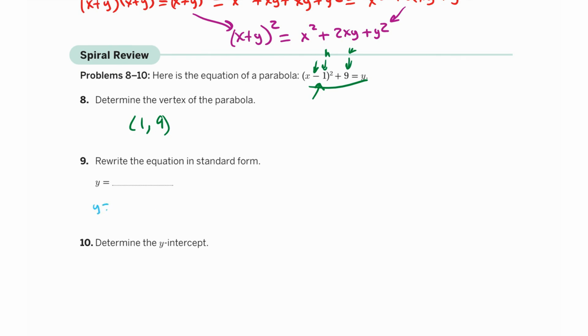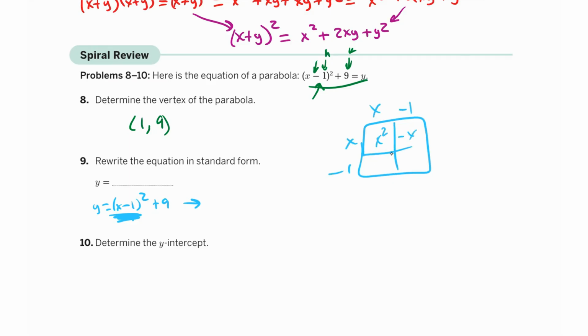We're starting off with y equals x minus 1 squared plus 9. And to put it into standard form, I'm actually going to expand this. I'm going to multiply x minus 1 times x minus 1. And we're going to get x squared minus x plus 1. So what this becomes is y equals x squared minus 2x plus 1.